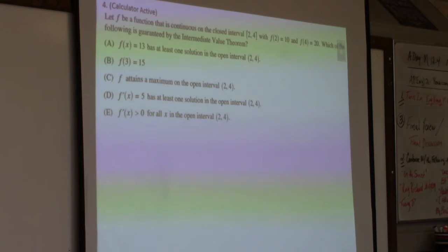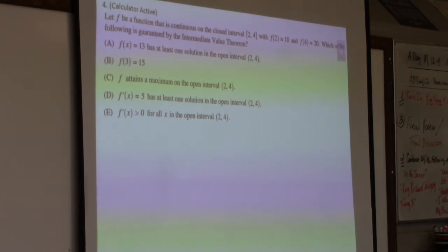All right, part A, f of x equals 13 has at least one solution in the open interval from 2 to 4. B, f of 3 equals 15. C, f attains a maximum in the open interval from 2 to 4. D, f prime of x equals 5 has at least one solution in the open interval 2 to 4. E, f prime of x is greater than 0 for all x in the open interval from 2 to 4.